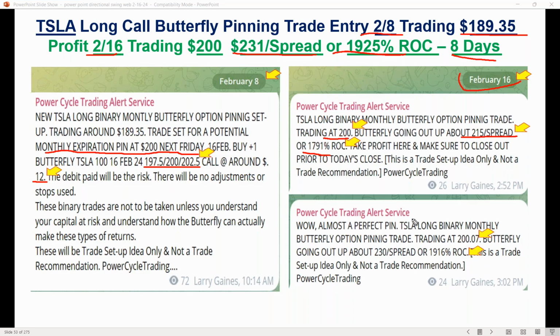And then here it was right going into the close. I was just, wow, almost a perfect pin. Actually, it was a perfect pin. So this was going out up over $230. The exact pin was 238. So huge potential. So that was just an alert sent out, one type of alert that I'll send. And I'll show you a couple other examples here.